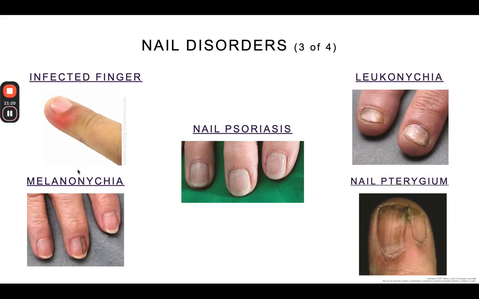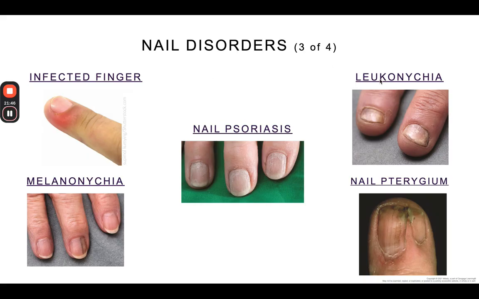To the top left, we have an example of an infected finger. An infected finger is characterized by visible redness, pain, swelling, broken skin, or pus. If you come across an infected finger, you should refuse a nail service, and medical referral is required.